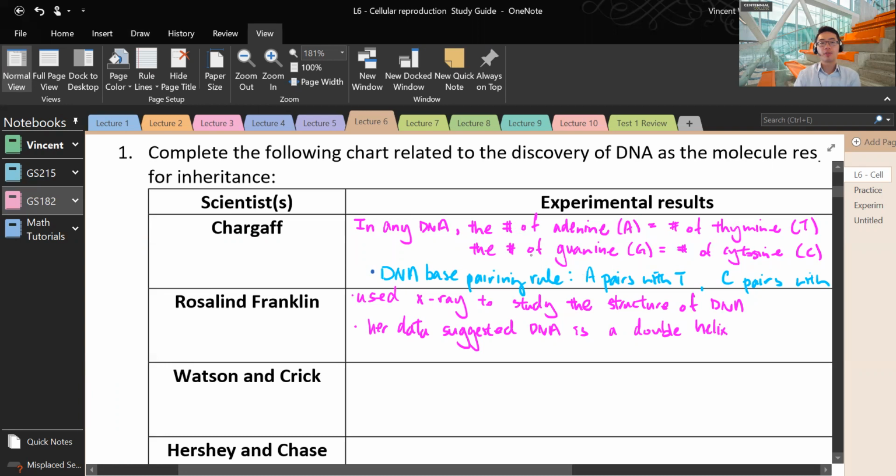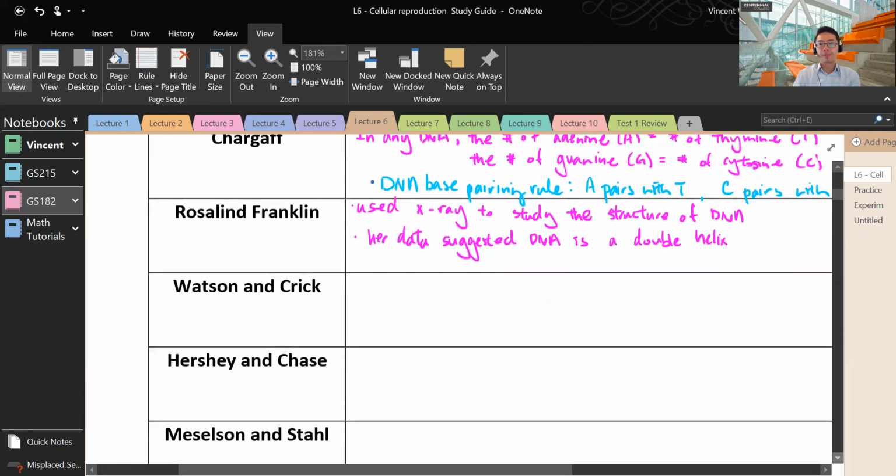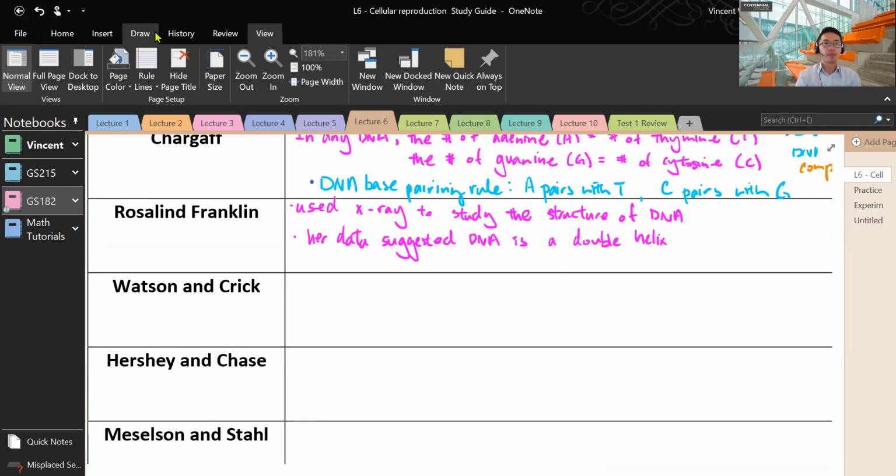Okay, so she was not able to finish her work because she died from ovarian cancer, probably due to exposure to X-ray. They didn't have as much safety protection before as we do now. So she was not able to complete her work.